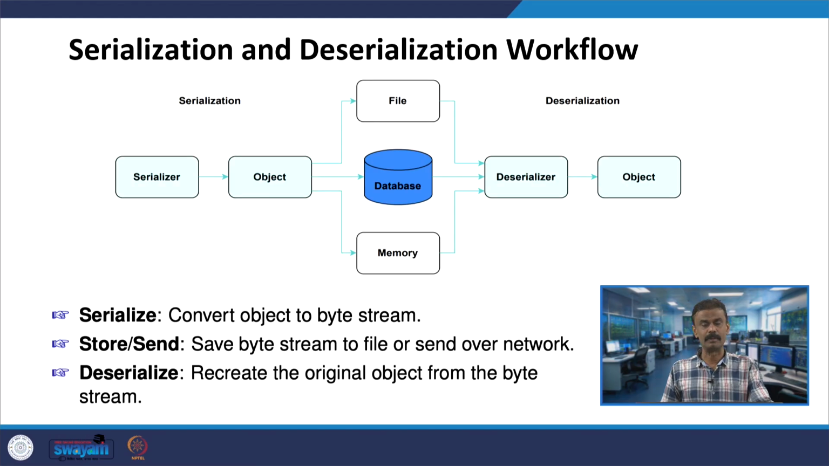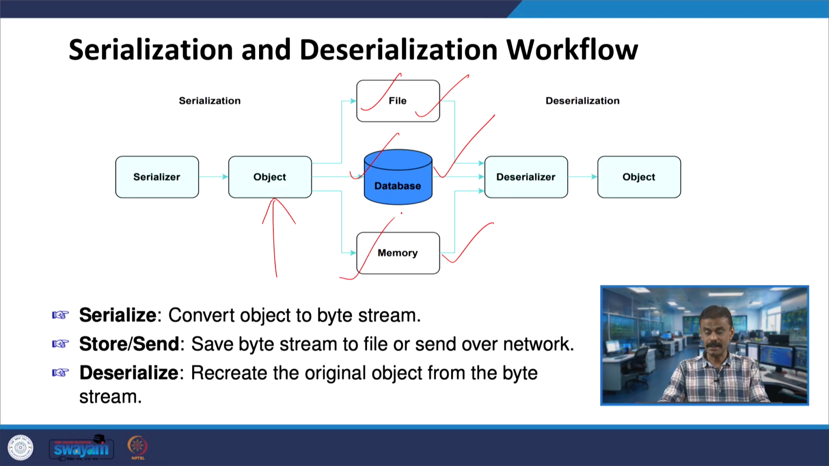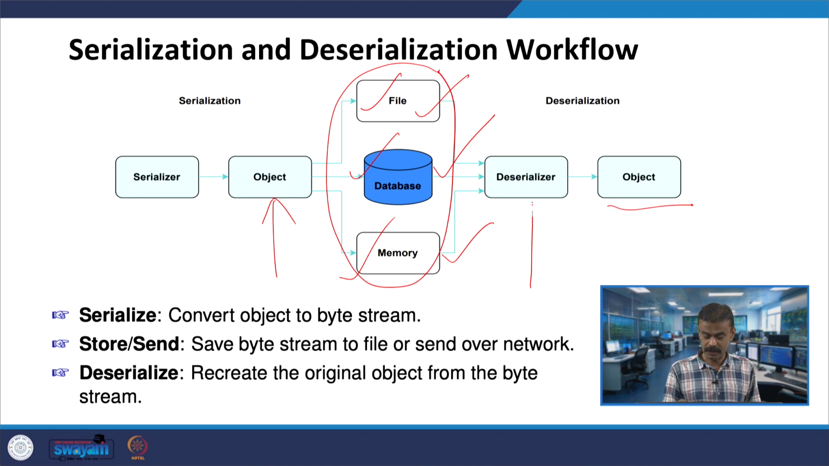So, the meaning of serialization: you have an object, and the object that you are storing as a file, or a database, or in memory, is nothing but serialization. That means you are storing it as a byte stream. The byte stream may be a file, a database, or a memory. And in deserialization, you have the byte stream format and you are reconstructing the object. For that, the concept is deserialization.